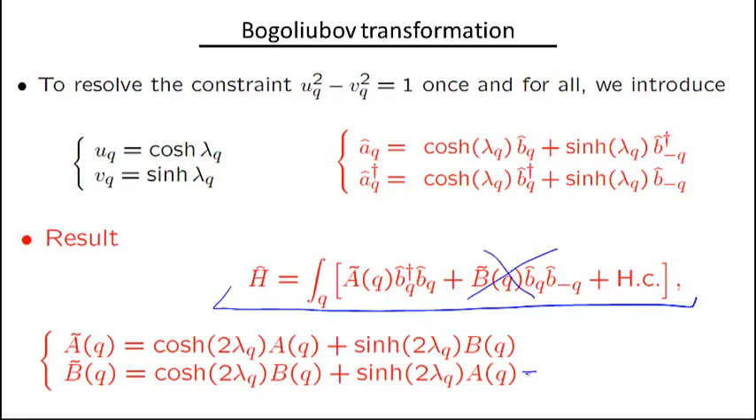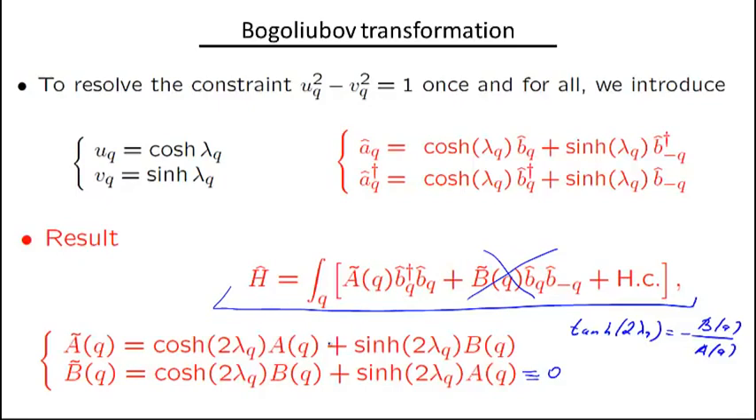So we essentially can set by hand this B tilde of q equal to 0, which leads to an equation for lambda. As you can see from here, if we move this to the right hand side and divide by cosine, sine hyperbolic over cosine hyperbolic is tangent hyperbolic. So the tangent hyperbolic of 2 lambda of q is equal to minus B of q over A of q. And so this gives us a specific result for lambda of q, which ensures that our Hamiltonian, in terms of these new creation and annihilation operators, looks simple.